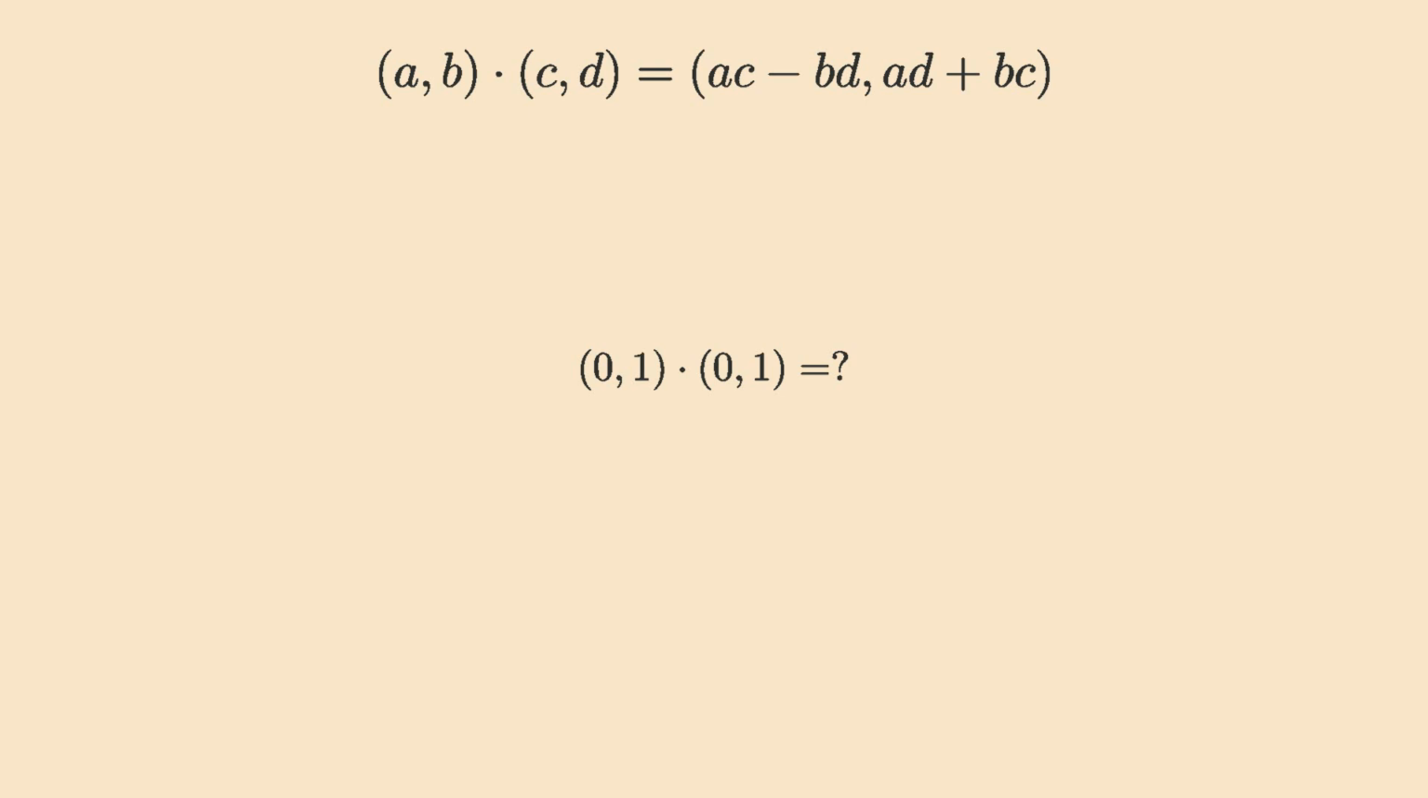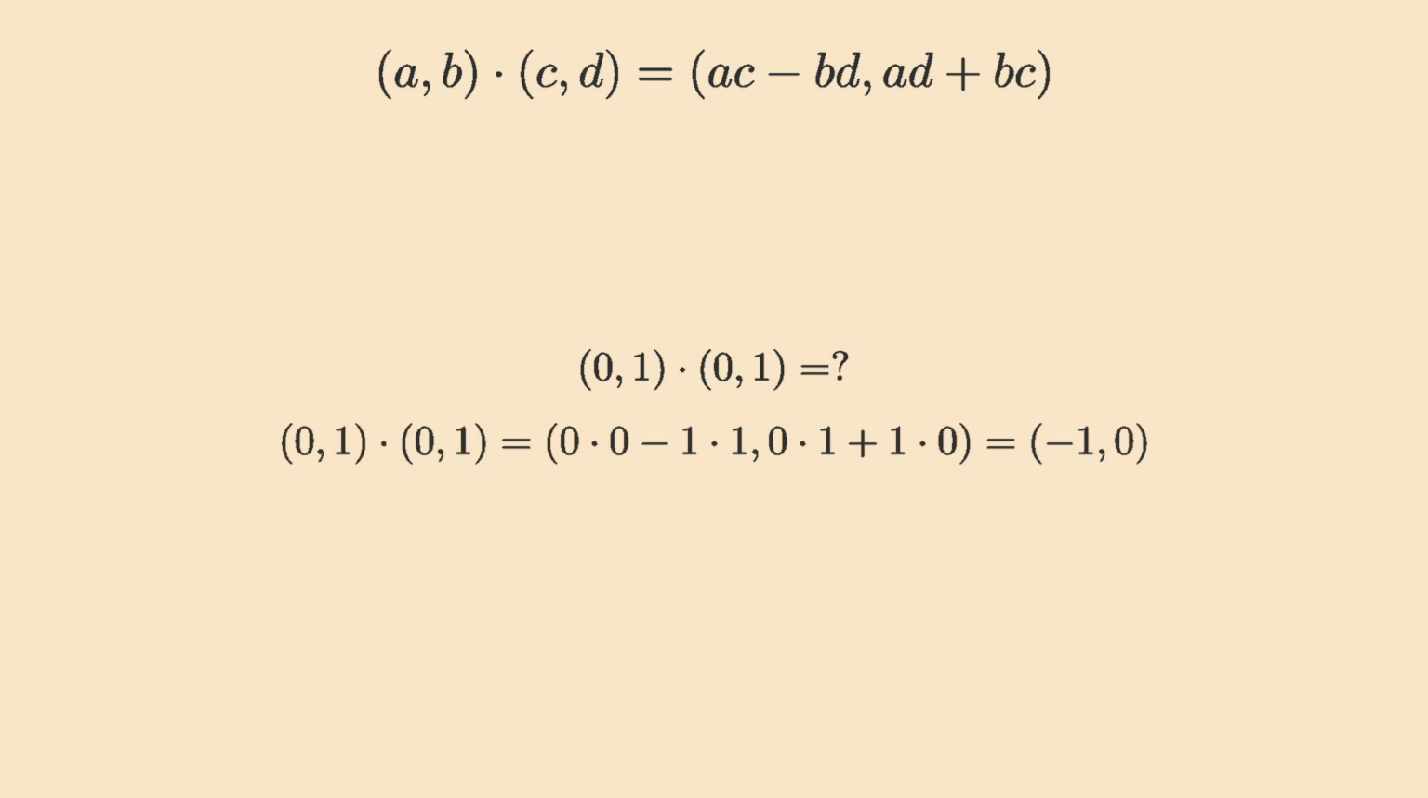I'll wait. Okay, did you do the calculation? Were you shocked that the number 0,1 squares to -1,0, which is basically the real number -1? So we have a number that squares to -1. That's exactly the definition of i. It even has a horizontal or real part of 0 and a vertical or imaginary part of 1. Would you believe that after all this effort, we've just rediscovered the complex numbers?